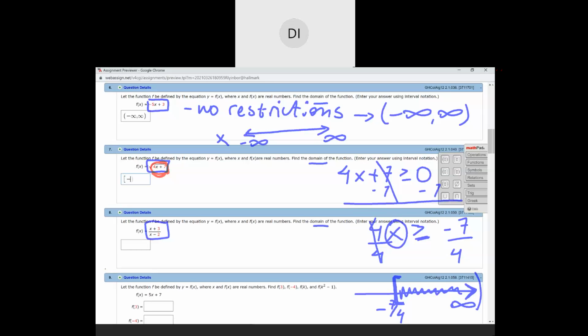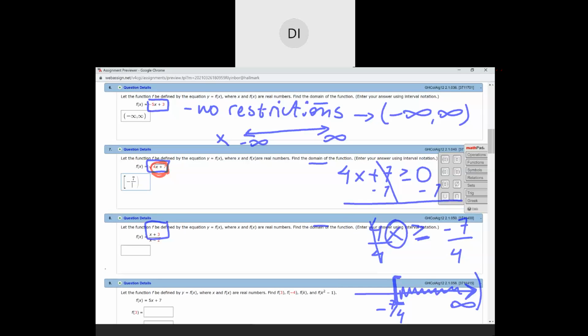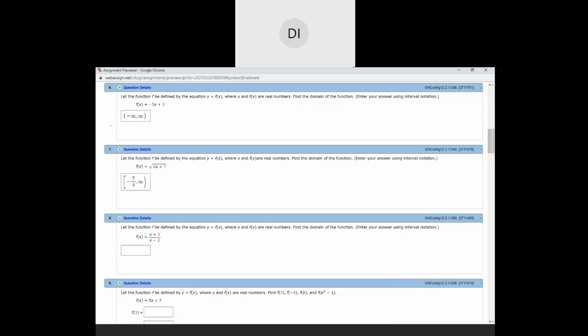You can do 7 divided by 4. You can do it like that. And then you're gonna do comma, insert the infinity symbol. Okay, like that. So that's how you enter your answer: bracket, number, comma, infinity. Okay, we're good? Good. Then we're going to go to the next restriction, which is fraction.